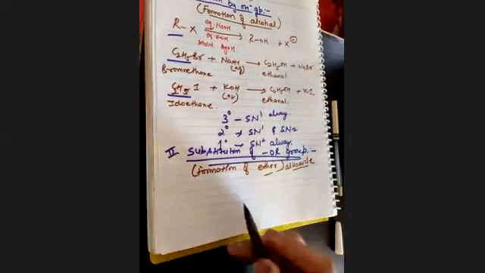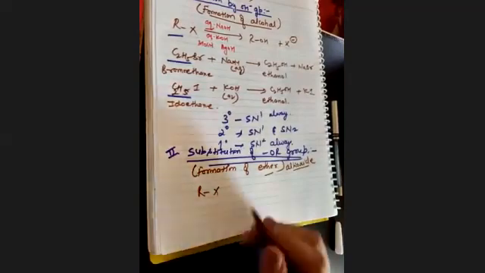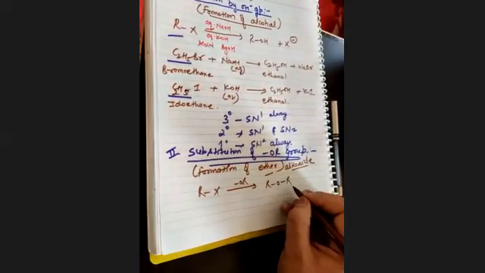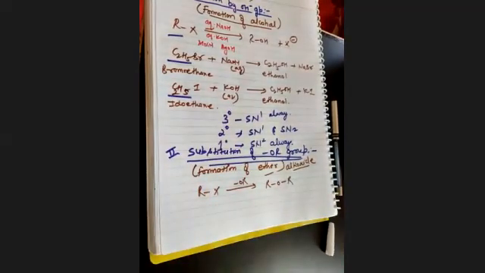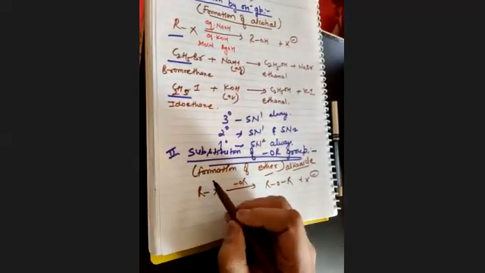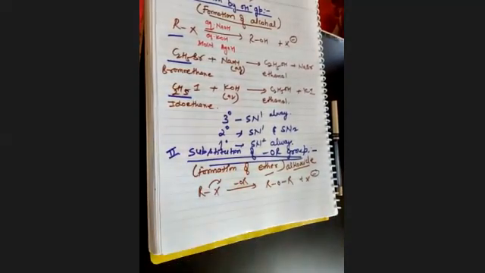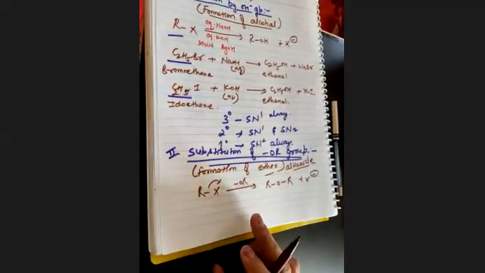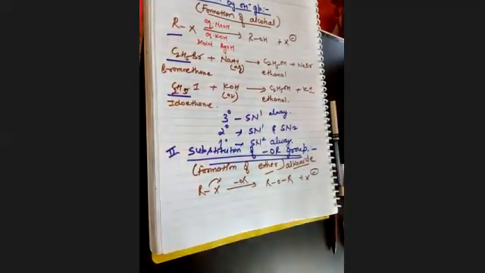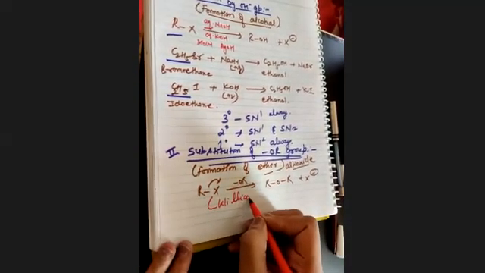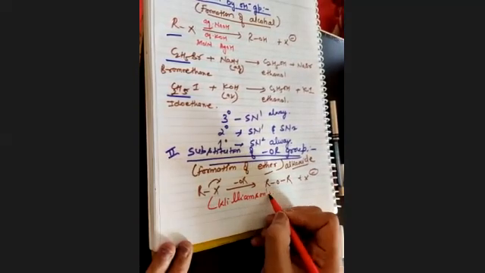The reaction will be the same: RX plus OR gives ROR, clear? Plus your X negative. Your X negative will get out of the reaction. So this X will go out and this OR will attack from the front side, not from the rear side. Clear? And this reaction is also known as Williamson synthesis. Note it down.